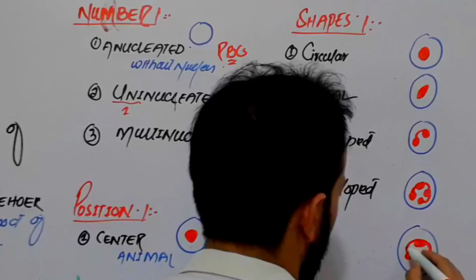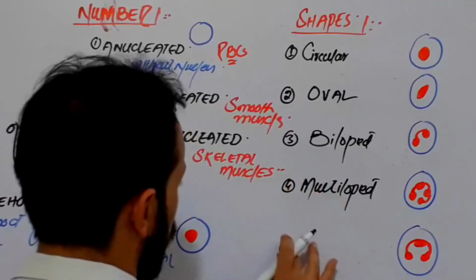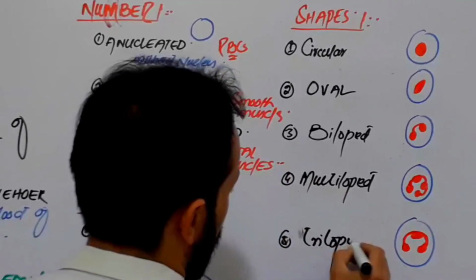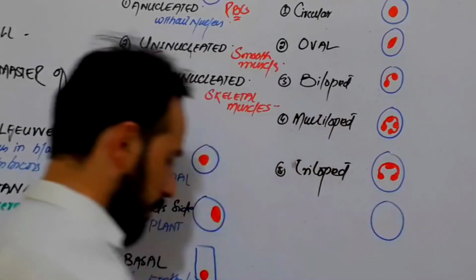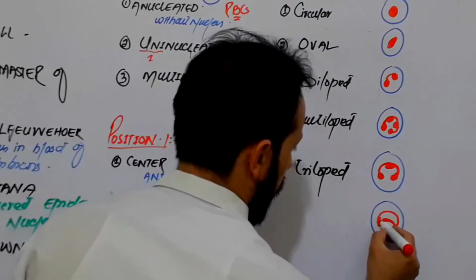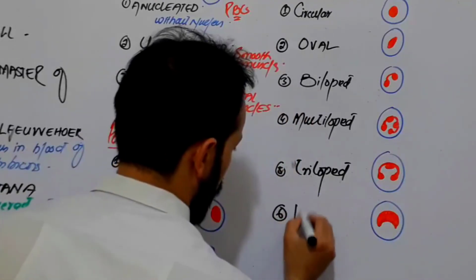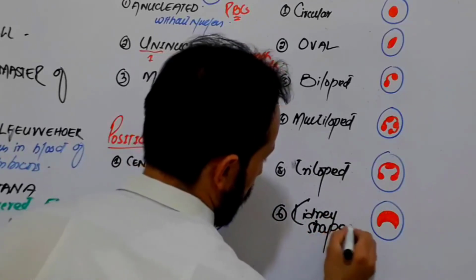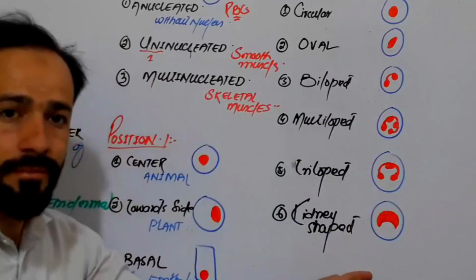Like this. So it has 3 loops, right? So that may be, no, this is 4, this is 5, tri-looped, right? And some nuclei have kidney shape. Some nuclei may be kidney shaped, right? So these can be the shapes of the nuclei, right?